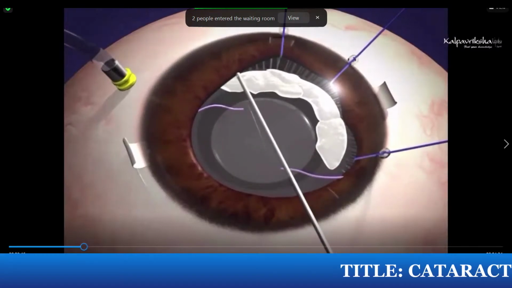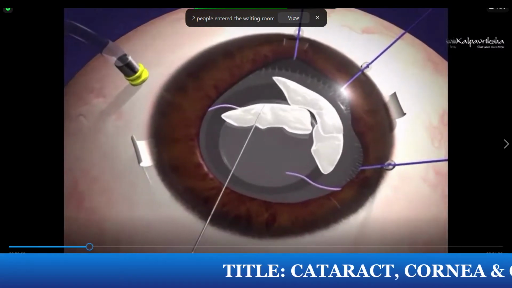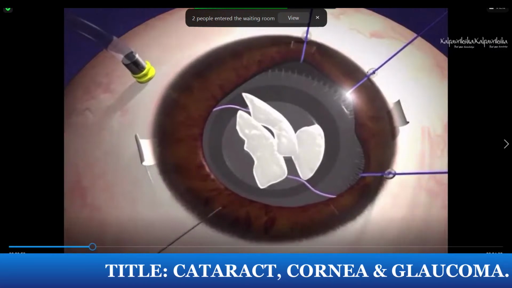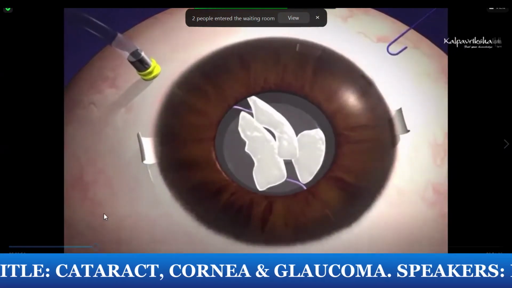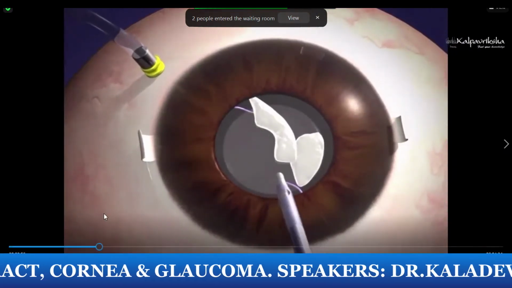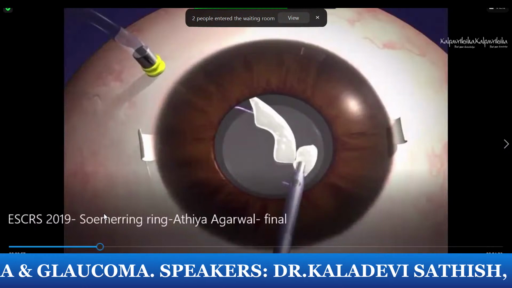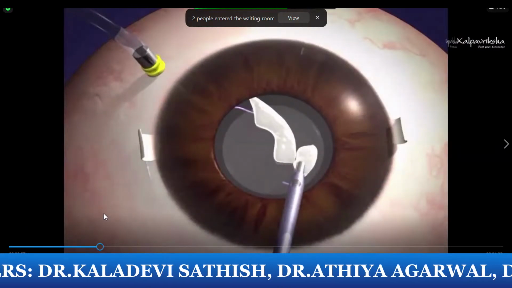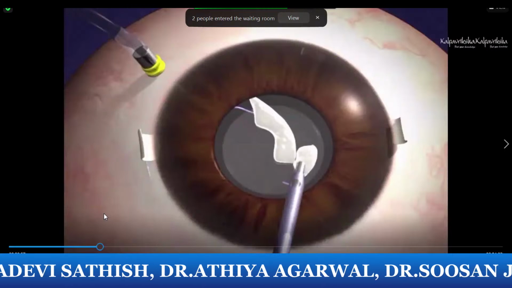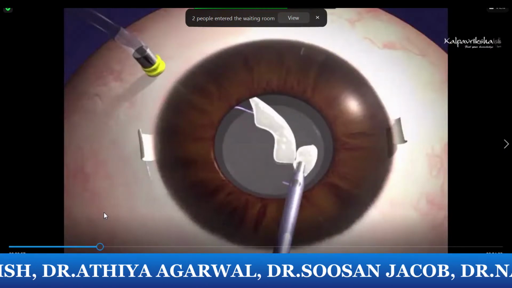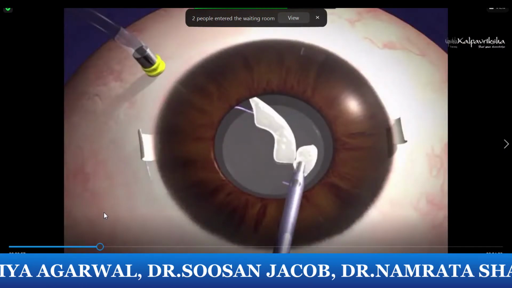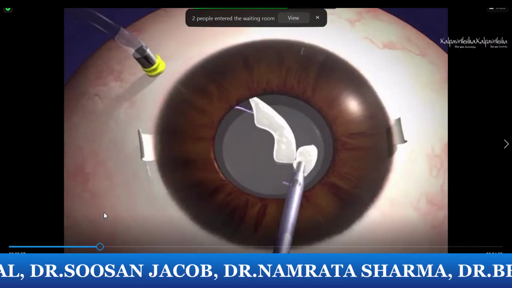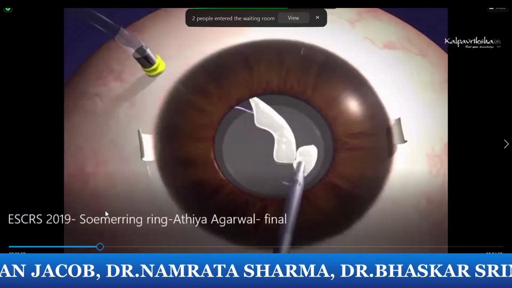So welcome to this Kalpavriksha. Kala has spoken so much on the basics of phacoemulsification. I was asked by Sondri to do something on advanced phacoemulsification. So I had to take some videos which are a little bit advanced for you people, but I'm trying to make it as simple as possible. So I've selected this video of Sommering ring.